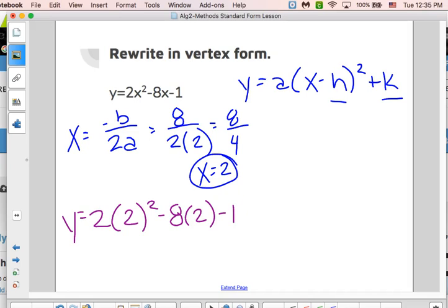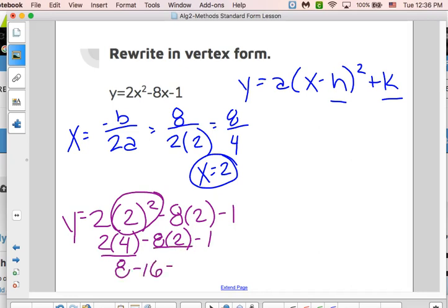Order of operations. 2 squared, 4. Now we have to multiply. 2 times 4, 8, times 2. And once you get it to all adding and subtracting, it should be pretty clear. You have 8 minus 16, negative 8, minus 1 more.